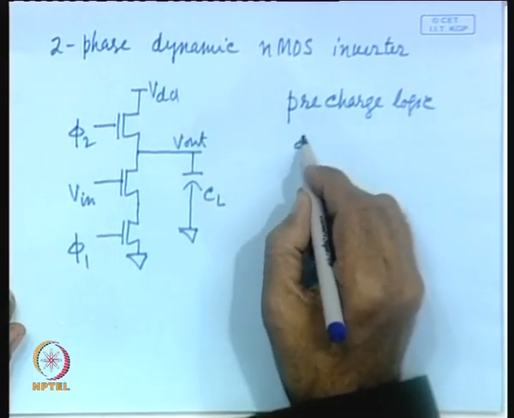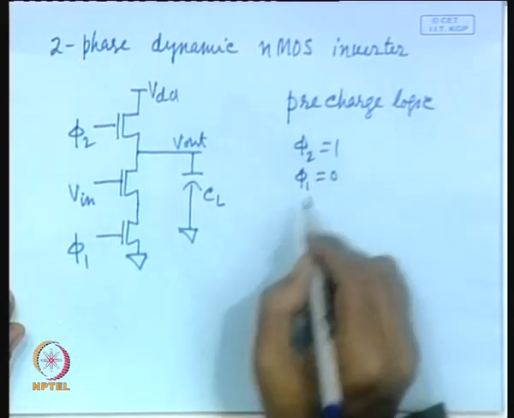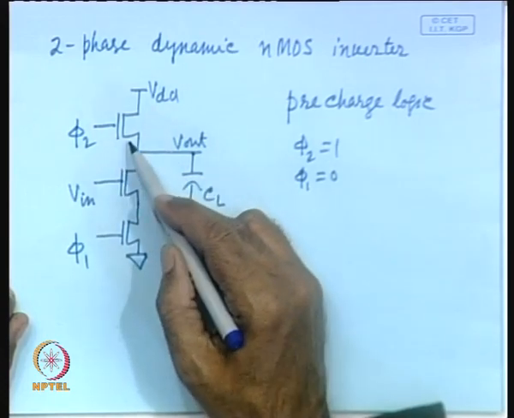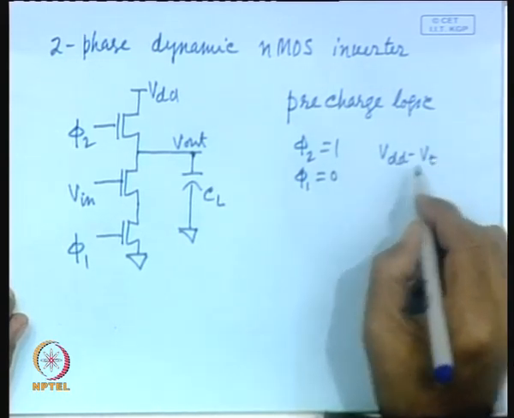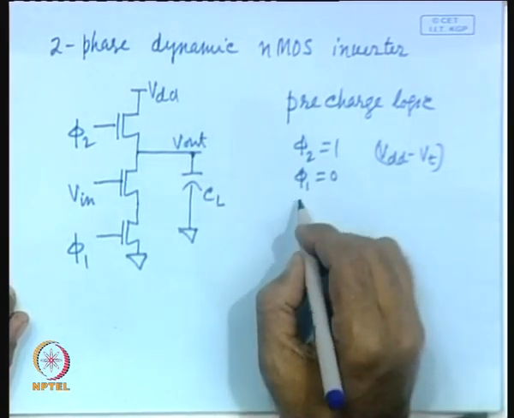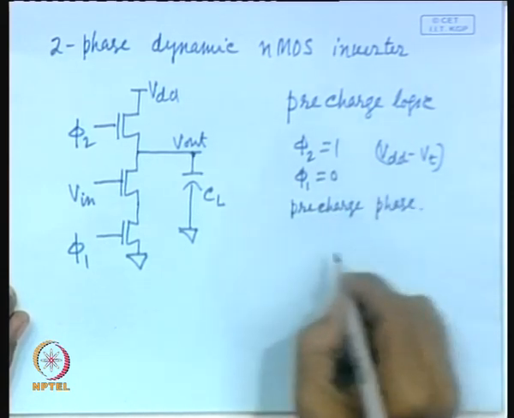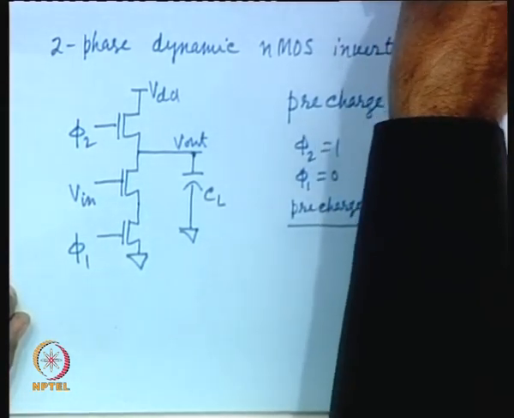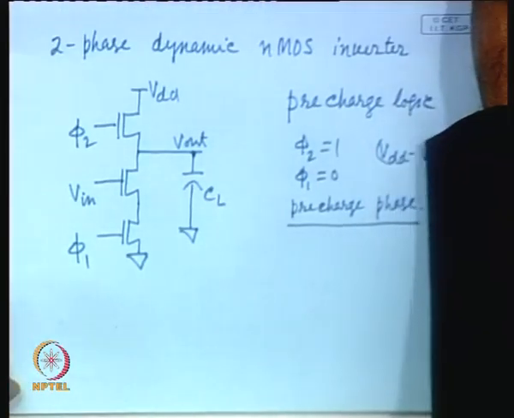So, when phi 2 is 1, and obviously that time phi 1 is 0. When phi 2 is 1, phi 1 is 0, that we have ensured, both of them can never be simultaneously 1. So, when this is the case, what happens? This transistor is on. So, the output will charge to VDD minus VT, high level. So, this is called precharge phase. During the precharge phase, when phi 2 is 1, the output is charging to high level. This is high.